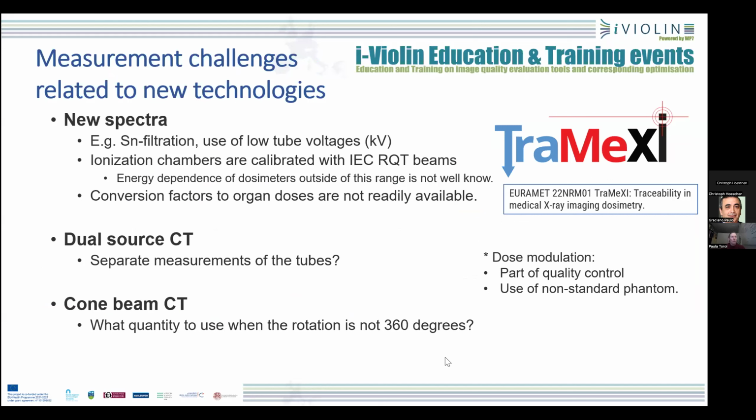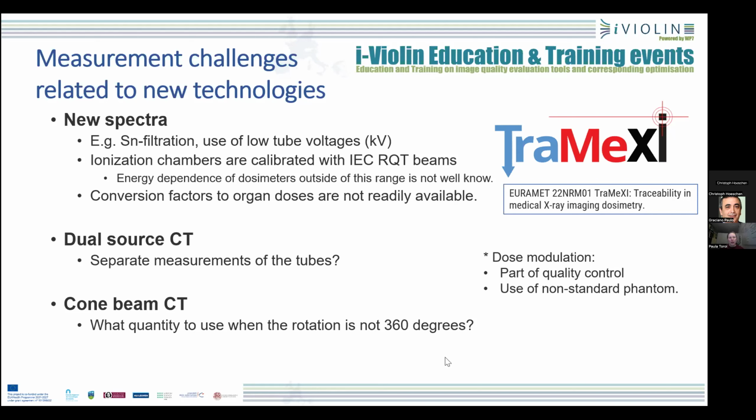Other challenges with new technologies are the new spectra. This has been a big challenge with CTs, that we don't really know what the spectra or the radiation quality is. We don't know very well the filtrations the companies are using. So it has always been a problem in dosimetry. But nowadays we also have thin filtration, and the extension of tube voltages to the lower range.